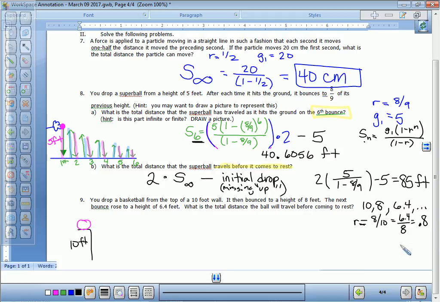If you do 6.4 divided by 8, punch it in on your calculator. 6.4 divided by 8 is what? 0.8. Yeah, because 8 times 0.8 would be 6.4, that makes sense. Now we know the ratio. You try number 9 now. It is just like 8B.